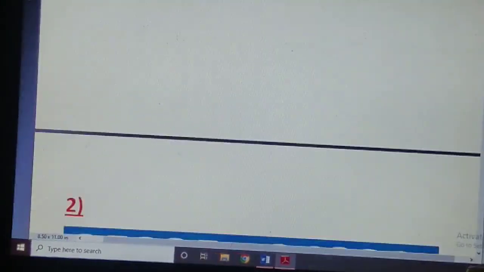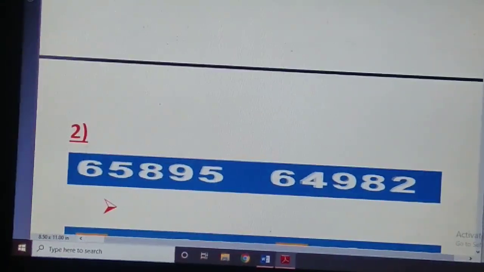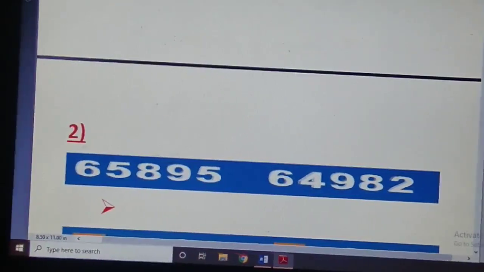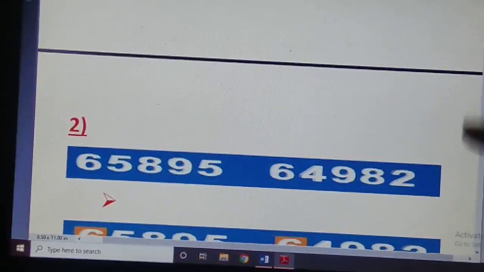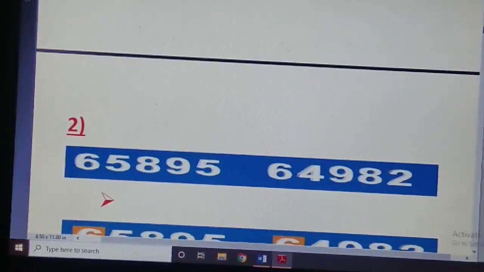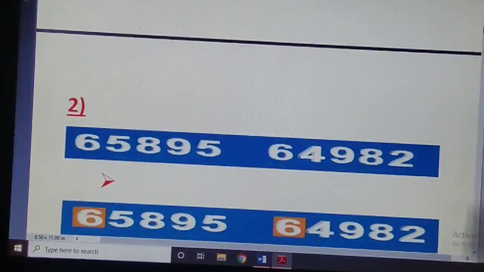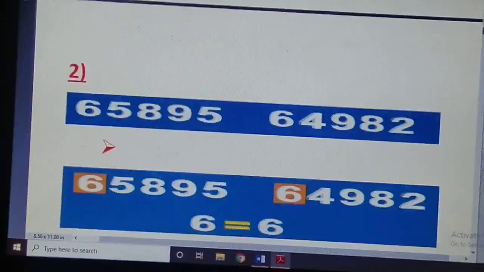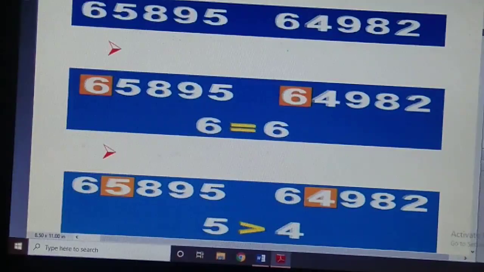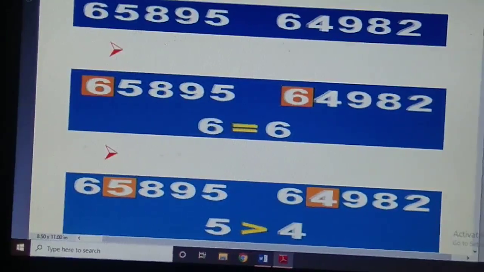For example, let us consider two numbers 65895 and 64982. To compare these two numbers, first check the digits. Both are in the 10,000 place. So we take the 10,000 place first. 6 is the same in both cases, so 6 is equal to 6. Now go to the next value.